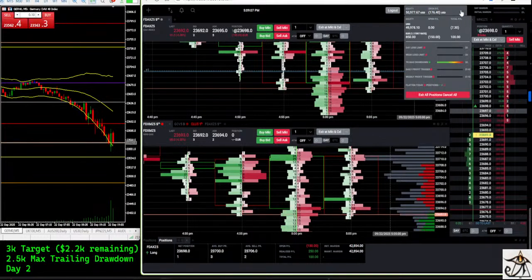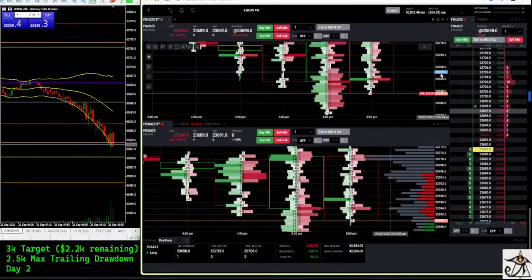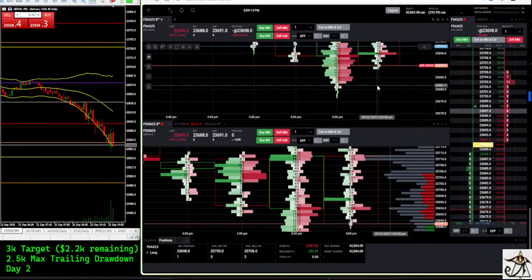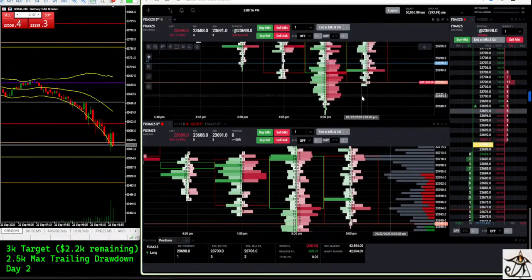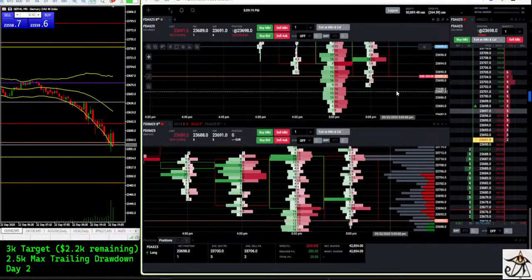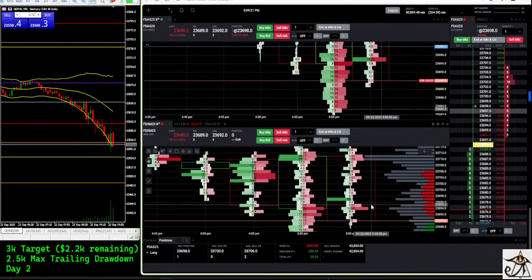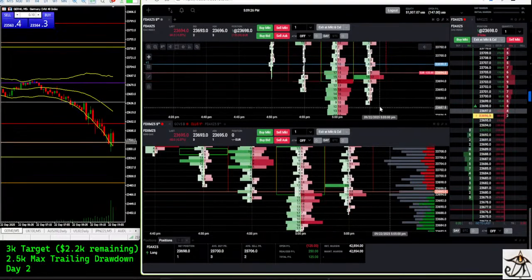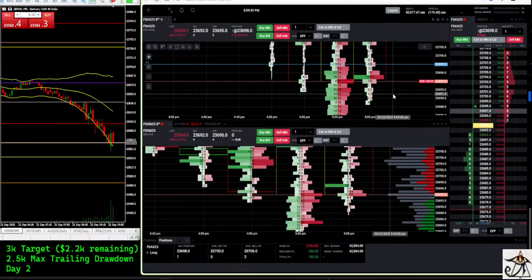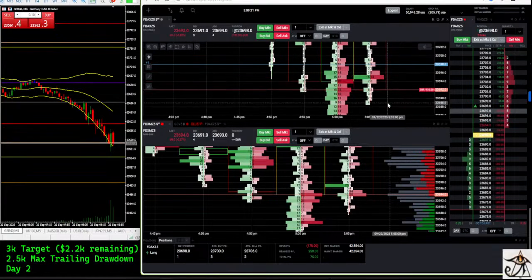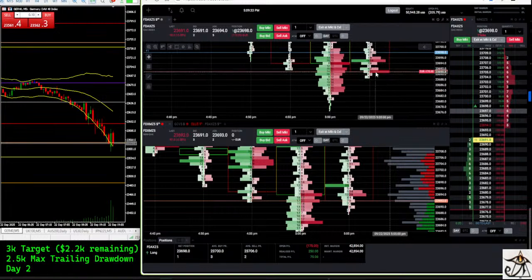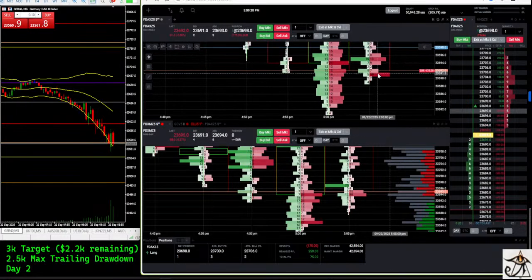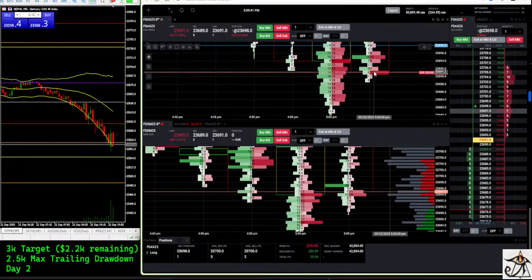We've got 2,000 odd trailing max drawdown. Just need to be wary of that. The market's not giving me much indication either way. Just hoping that there is more of a bias to the long side, which there often is. We've got, what's that, 16 contracts there. I doubt that's a limit sell. It's more likely to be aggressive buying.